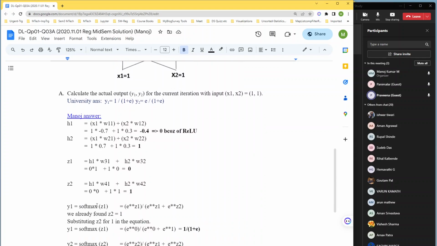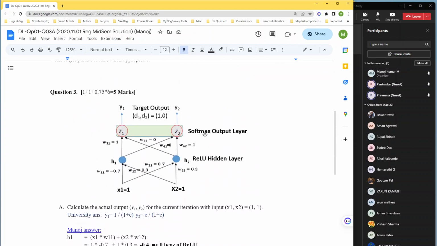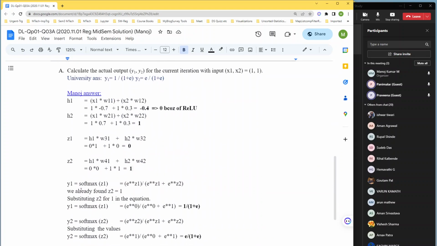So for y1 out, we have a softmax output. In the softmax we take e raised to z1 divided by e raised to z1 plus e raised to z2. This is the softmax formula.